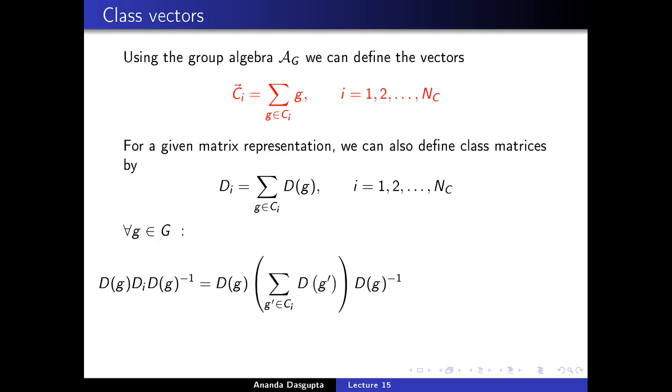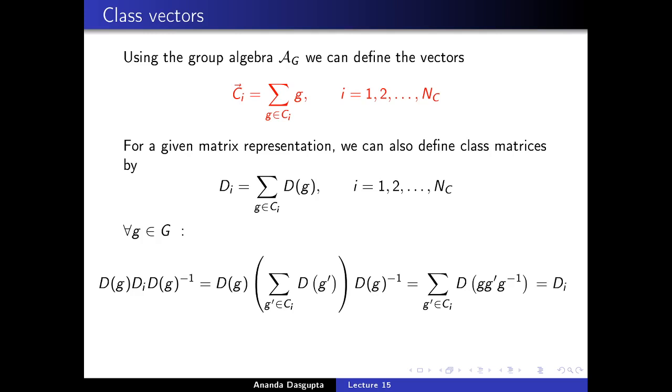This is a case where I can easily move the D of g and D of g inverse inside the sum and use the fact that these are representations to rewrite this sum as a sum over the entire ith class, as g prime runs over the entire ith class of D of g, g prime, g inverse. Now it is very easy to see that for any fixed small g, as g prime runs over the entire class, g g prime g inverse also runs over exactly the same set of elements in some other order. And thus, in this process, the sum gives you back exactly Di.